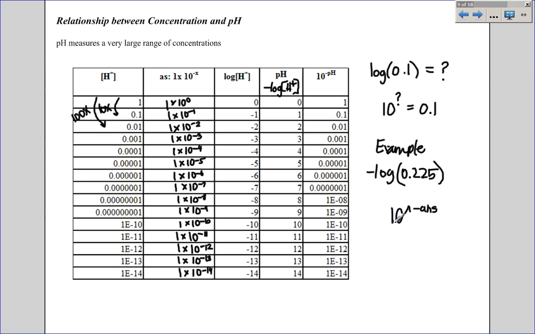So taking the log and 10 to the power of are opposite functions of one another. Let's look at that in action in this table. If we take 10 to the negative pH, so we've got our pH values, and we take 10 to the negative of these values, so 10 to the 0, 10 to the negative 1, 10 to the negative 2, 10 to the negative 3, what we're getting back is our concentration of H+.